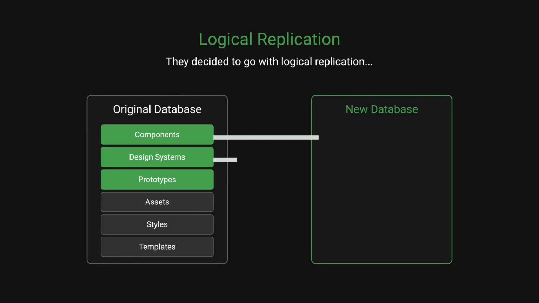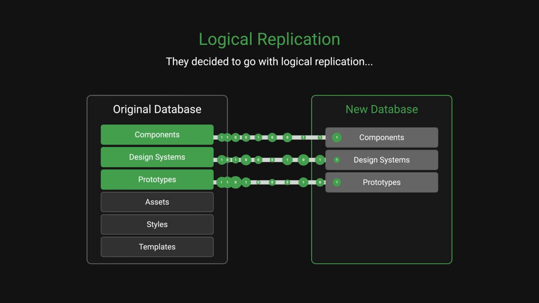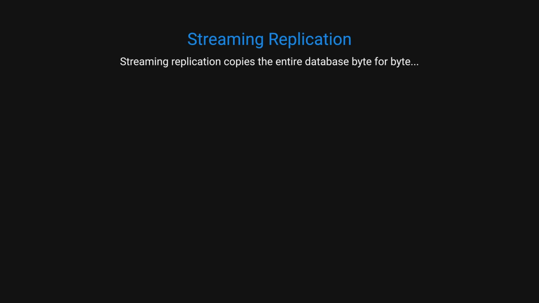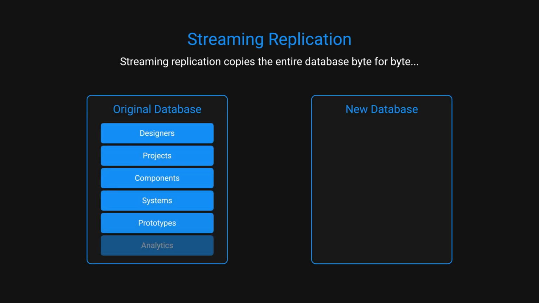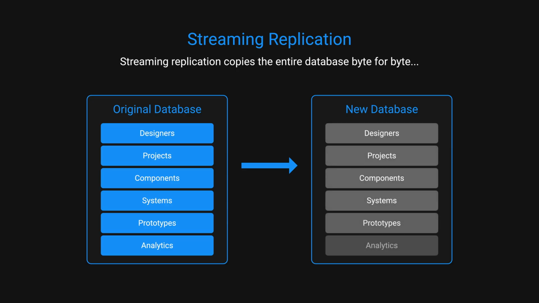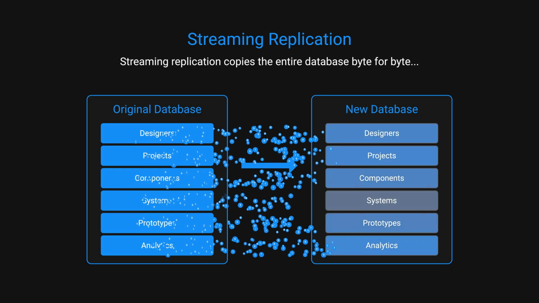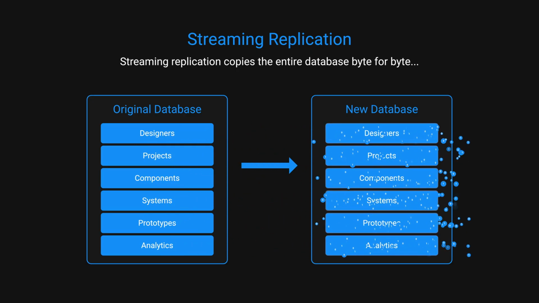They actually decided to go with logical replication because it only copies specific tables from the original database to the new one. Streaming replication, on the other hand, would copy the entire database byte by byte, which would include all tables and would create a larger storage footprint.